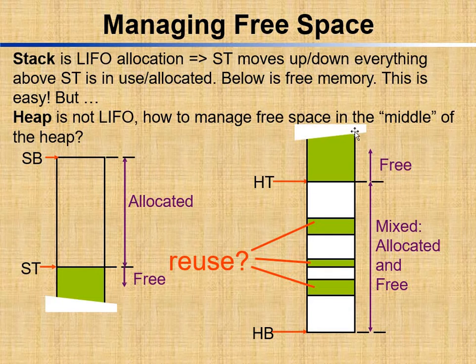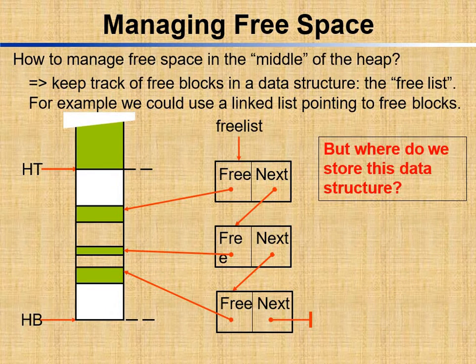So how do we manage the free space here? We can see this is the heap top and this is the heap base. It is mixed, allocated and free: this one is free, this one is allocated, this one is free. So how are we going to free these spaces in the heap? Let us see how to manage free space in the middle of the heap. It keeps track of the free blocks in a data structure, the free list.